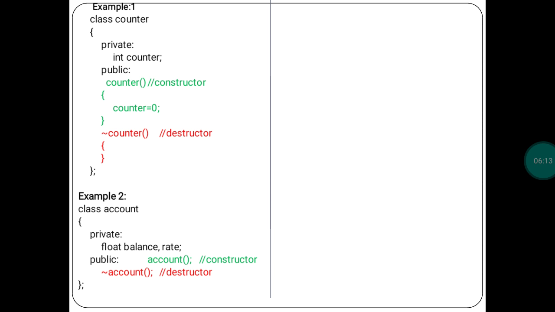One more example: class Account, open this one, private float balance and rate. Public: Account with open and close brackets is the constructor. Tilde operator, Account, open and close brackets is the destructor. This is the second example, constructor and destructor. One thing to keep in mind: if you have declared a constructor, then only can you use the destructor. If you did not use a constructor, you are not able to use the destructor.